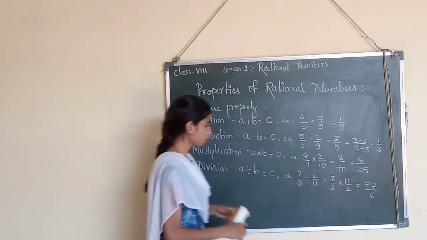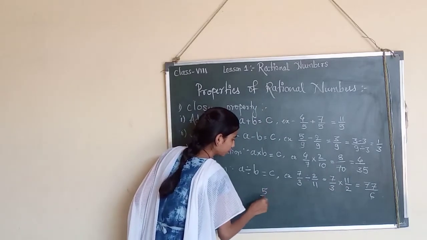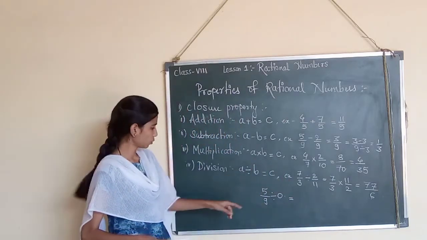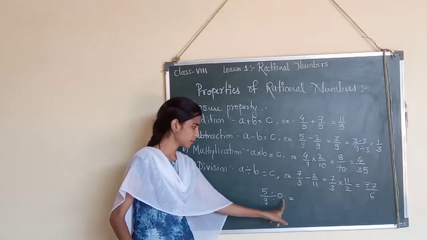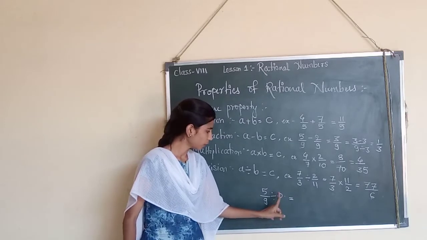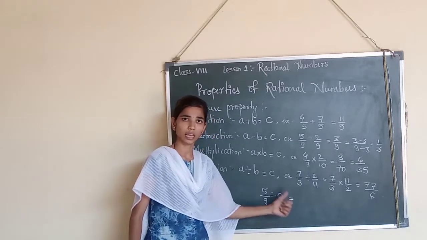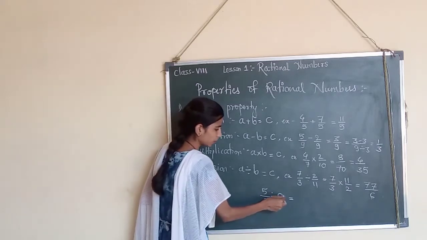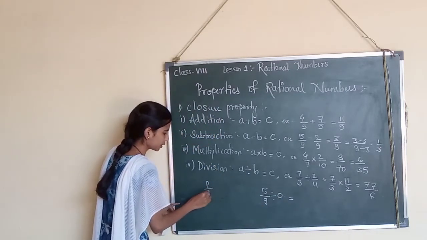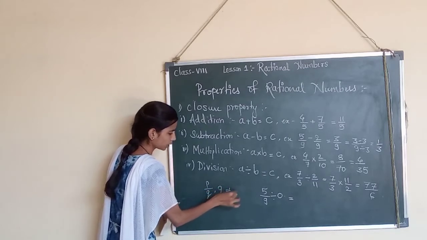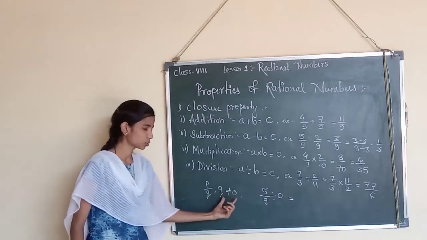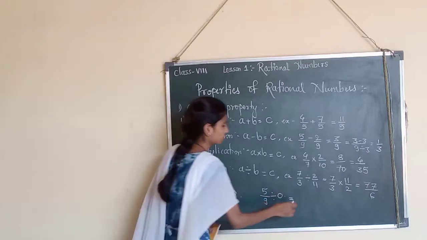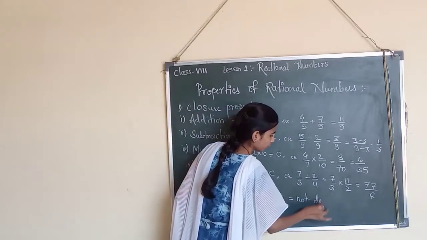But what about 5 by 9 divided by 0? As we know, 5 by 9 is a rational number and 0 is also a rational number. When 0 is in the denominator, then can we divide this type of numbers? Means we know the condition. When the number is p by q, q should not be 0. Means the denominator should not be 0. And here the denominator is 0. So it is not defined.